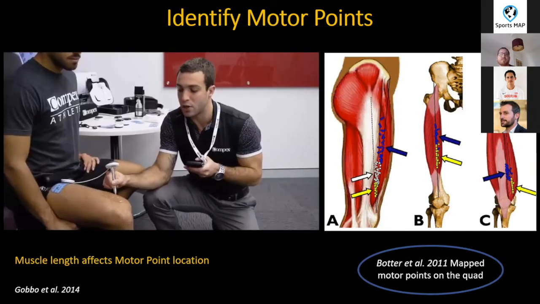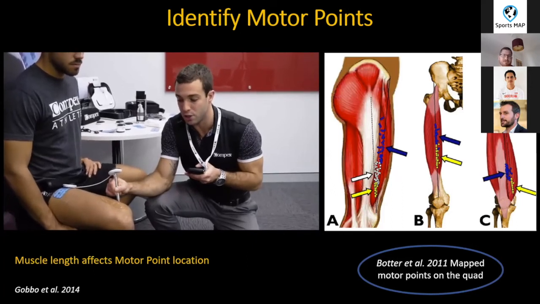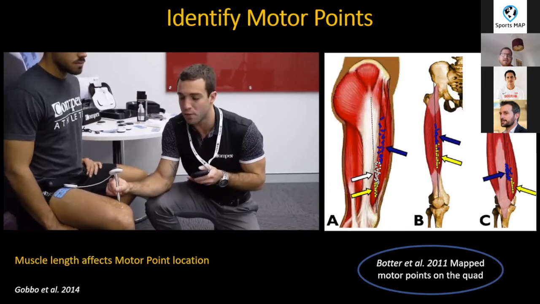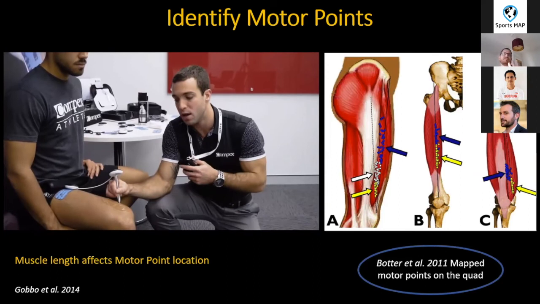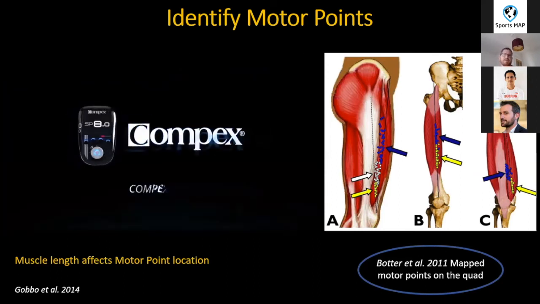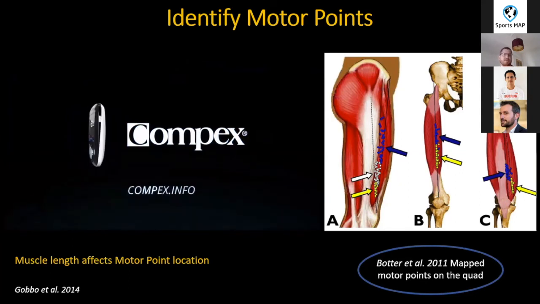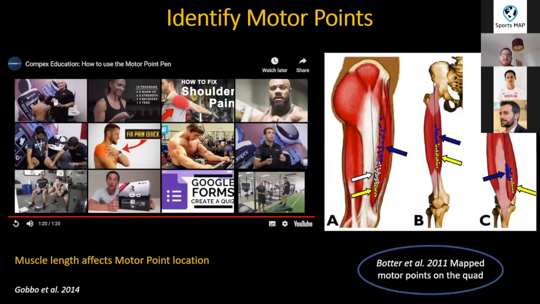Once you find the motor point, you can mark that, and that's where you'll be placing your electrodes, for the greatest motor unit recruitment but significantly less pain, as we spoke about earlier. A couple of other pointers for finding motor points: the length of the muscle will affect where the motor point is located. So if you are changing the joint angle, anything like that, just know that it's going to change where the motor point is located on that muscle.